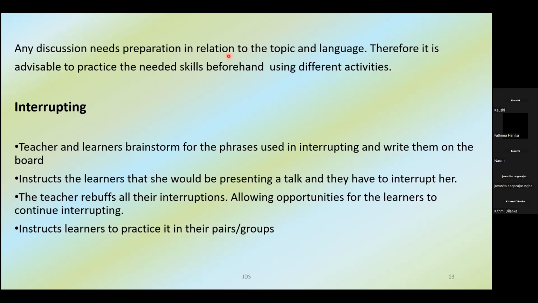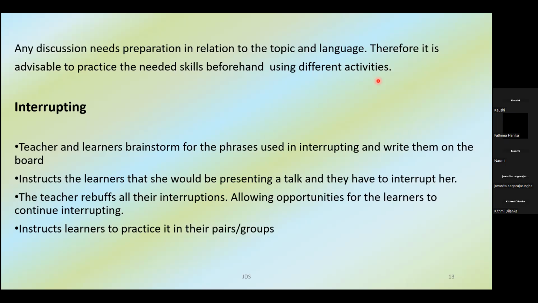Discussion needs preparation in relation to the topic and language. So it's quite a challenging kind of activity. Therefore, it is advisable to practice the needed skills before using different activities. Now, if it is loud reading, no need. They can manage. They can just look at the script and read aloud. If it is dialogues or role plays, prepared dialogues or role plays, you don't need to spend much time. They will look at the script.